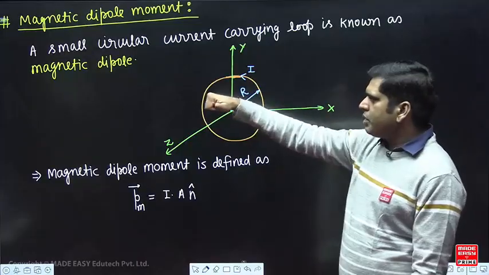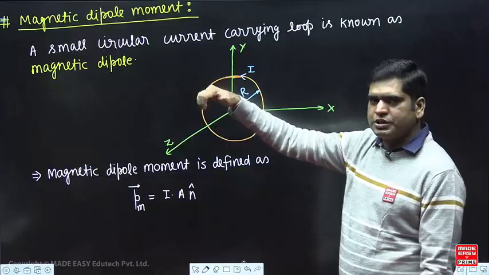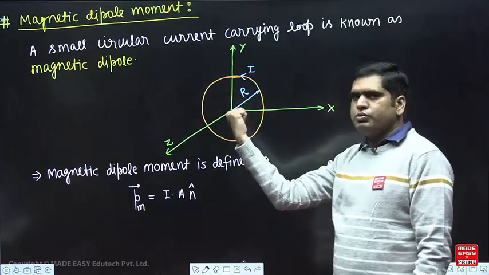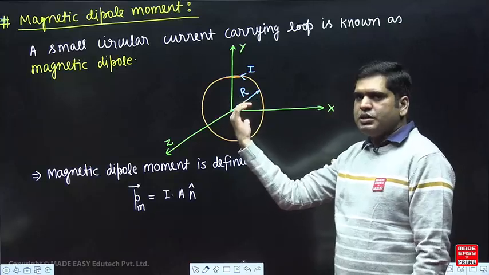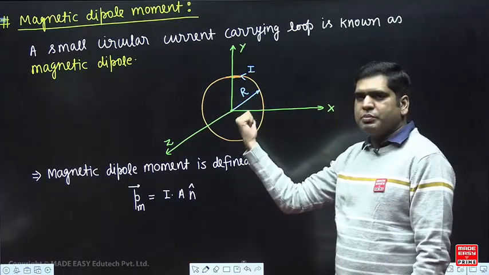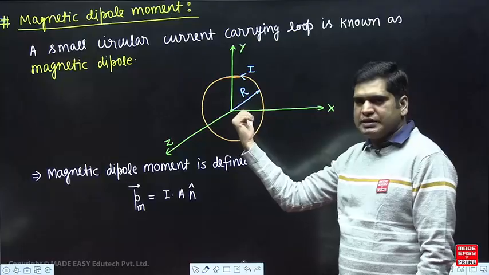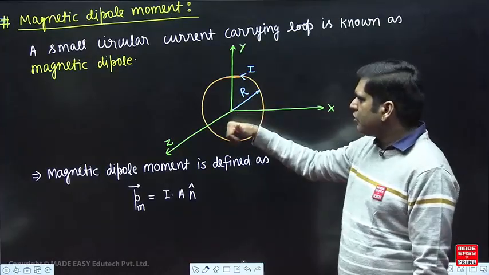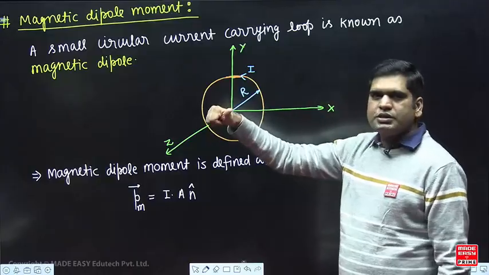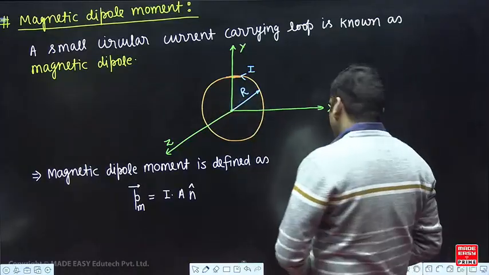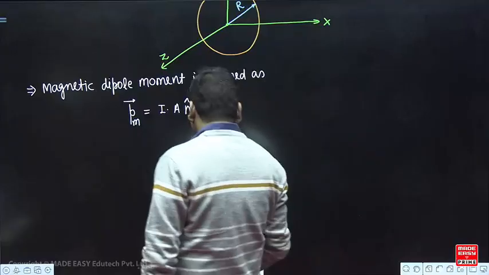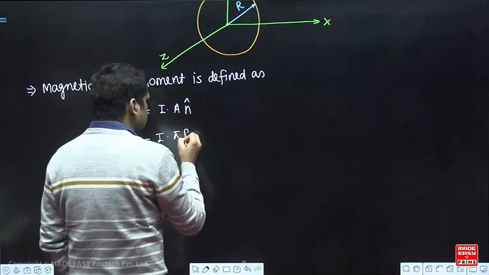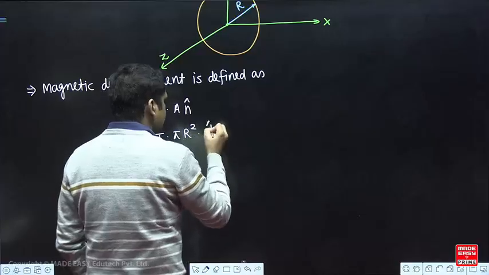So if it is in the xy plane, thumb is going along positive z axis, out of the plane. If current direction is changed, then thumb would be going towards the plane, inside the plane. Then it is known as minus z axis. So for clockwise, it is minus z cap, and for anti-clockwise, the current is flowing along the z direction. So we can have current I multiplied by pi r square into z cap.